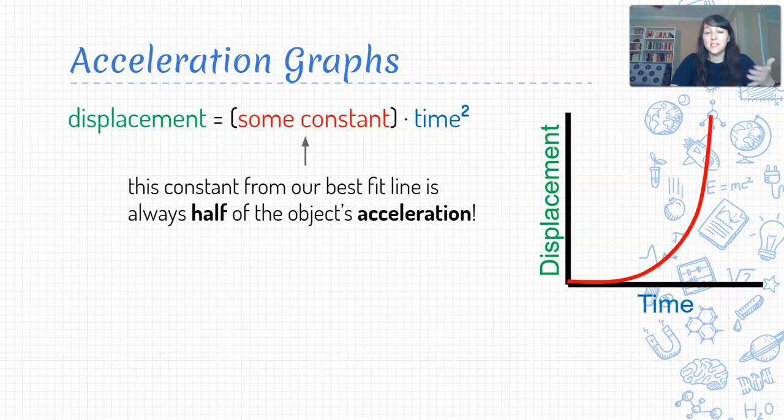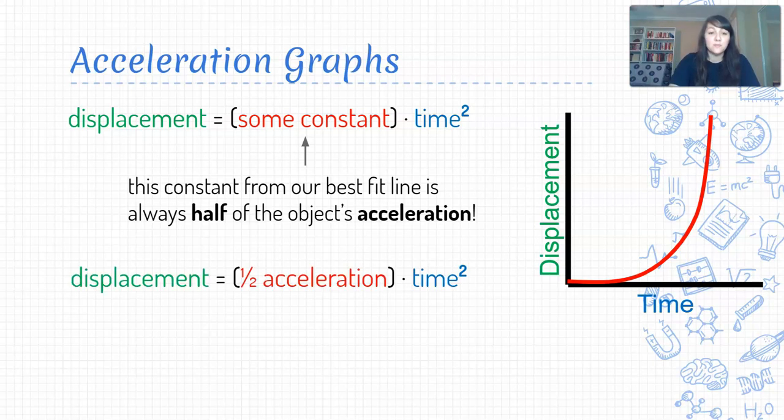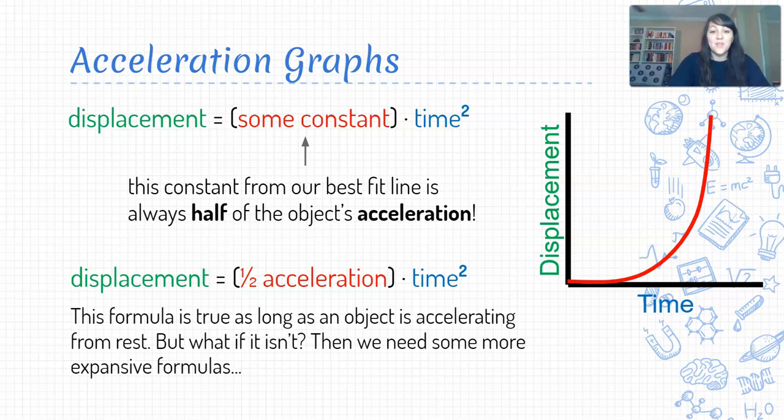So what that means is that our best fit line for our displacement versus time graph is just really showing us that displacement equals 1/2 of the acceleration multiplied by time squared. That's the whole thing. And so we were able to just derive our very own formula for accelerating objects.